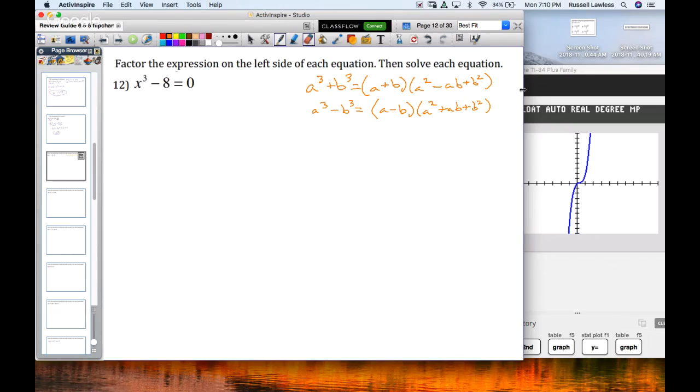And so with that, the way that we use these sum and difference formulas, we have to look and see, is this a cubic binomial? So this only works for cubic binomials. If we're looking at solving, that means find x.